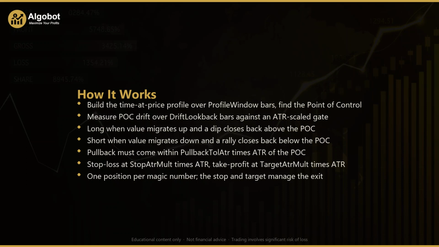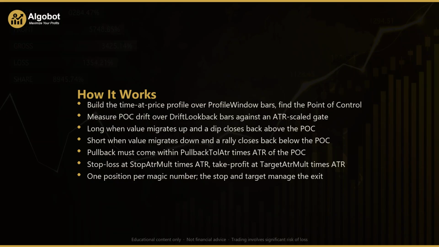The short setup is a perfect mirror. The drift must be negative and beyond the gate, confirming that value has migrated downward. The bar must have rallied up to the point of control, with its high reaching within the tolerance. And the bar must have closed back below that value level. This describes selling a rally into a sinking value area.